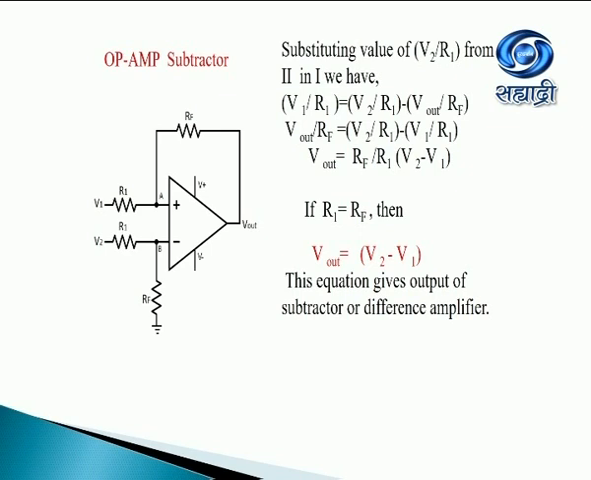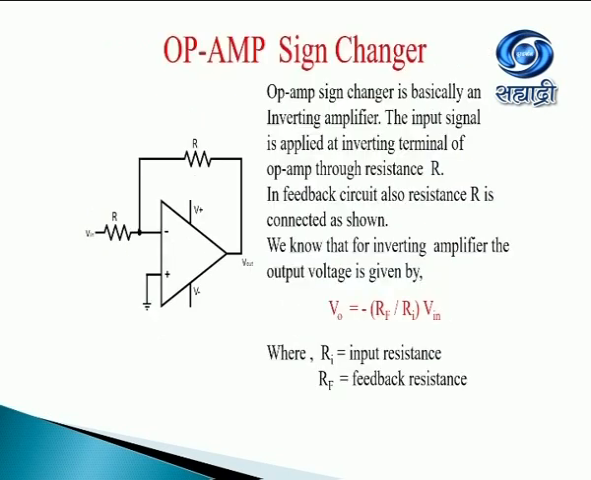This equation gives the output of the subtractor. If R1 is equal to Rf, then Vout is equal to V2 minus V1. This equation gives the output of the subtractor or difference amplifier.